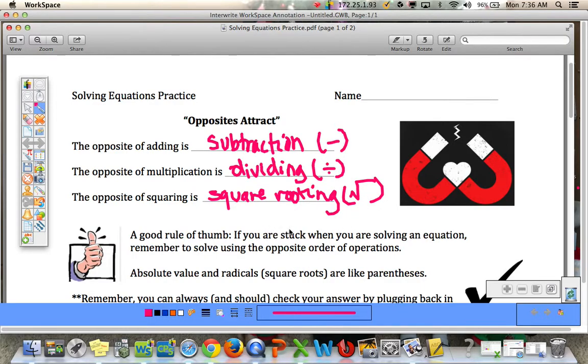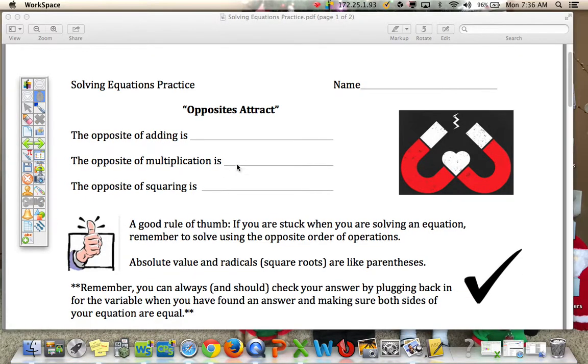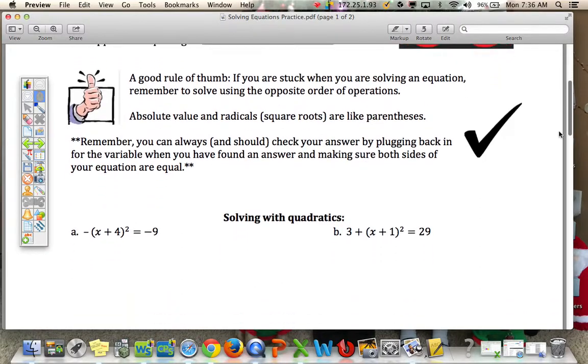A good rule of thumb, if you're stuck when you are solving an equation, remember to use the opposite order of operations. Another rule is that absolute value and radicals are like parentheses, so you're going to solve those last if we're doing opposite order of operations. And then remember, whenever you solve an equation, you should always check your answer by plugging back in and making sure that both sides of the equation are equal.